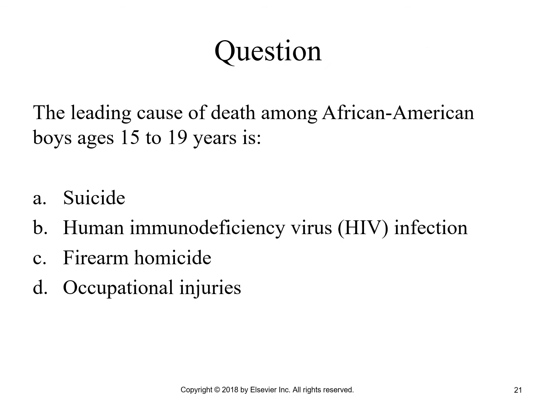Your question says the leading cause of death among African American boys ages 15 to 19 years is A, suicide, B, HIV, C, firearm homicide, or D, occupational injuries. In the Jacksonville area particularly, I'm afraid the answer is C. We hear about this on the news locally every morning. Very sad. Hope we can get control of that one day.